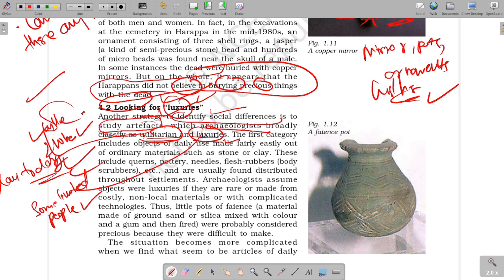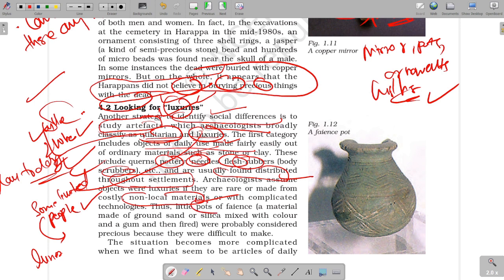The first category includes things of daily use, as we have discussed, like pottery, needles, flesh rubbers, etc. And these were usually found distributed throughout the settlements. And those that were luxuries were non-local materials, that is, they were imported, just as even today luxury cars are imported.